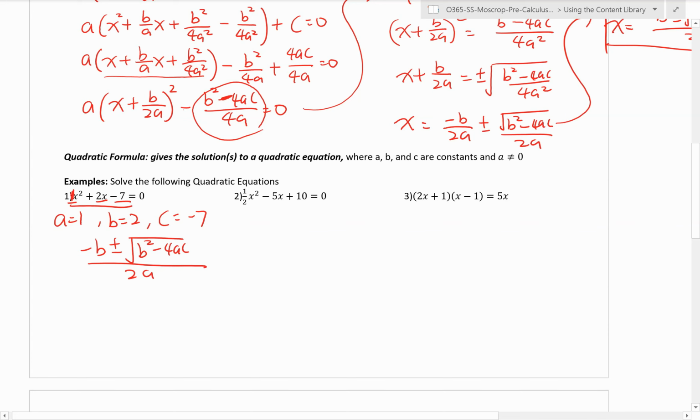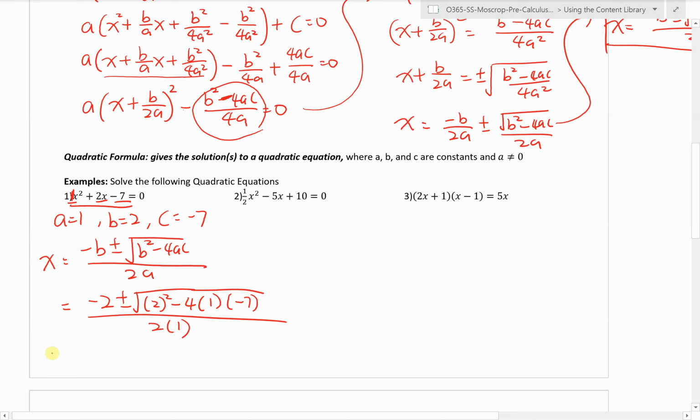Okay, so now what we need to do is just plug in the values. Negative b, so -2, plus minus the square root of b squared, so 2 squared, minus 4 times a times c, divided by 2 times a.